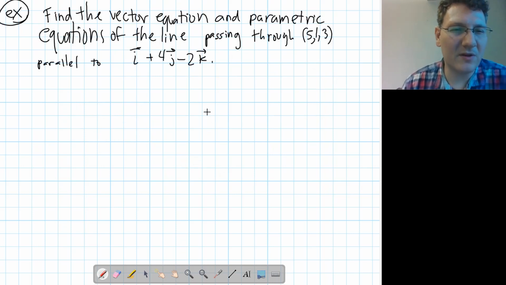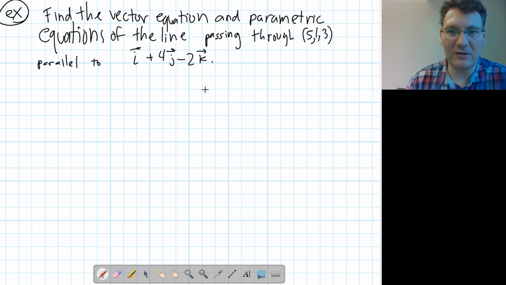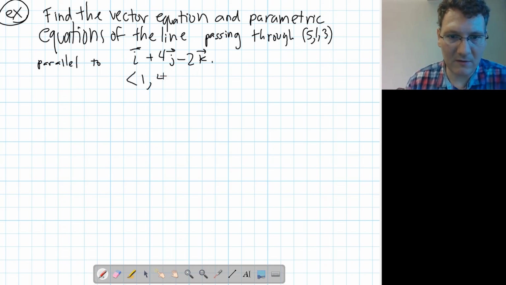So for our example, we want to find the vector equation and the parametric equations of the line, where the scalar equations are also another word for the parametric equations. The line passes through 5, 1, 3 and is parallel to a given vector, which we can write as the vector 1, 4, minus 2. This is my vector v.